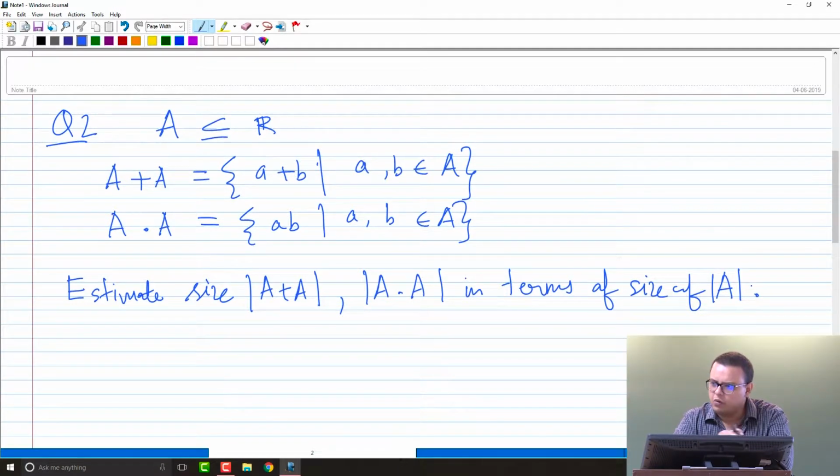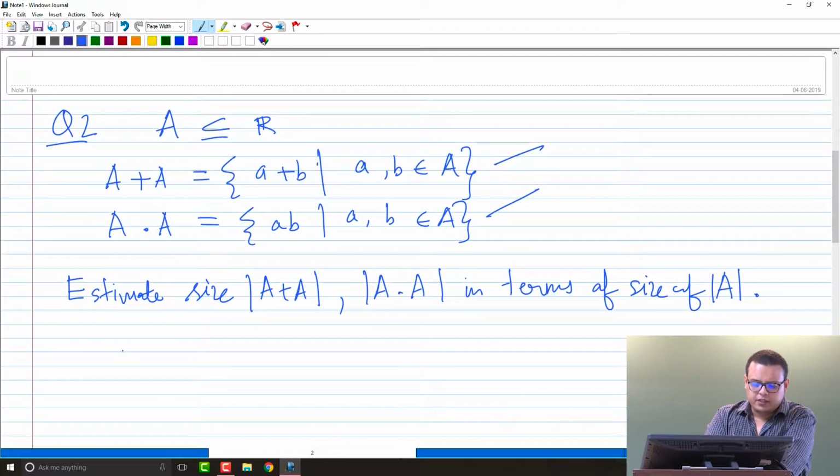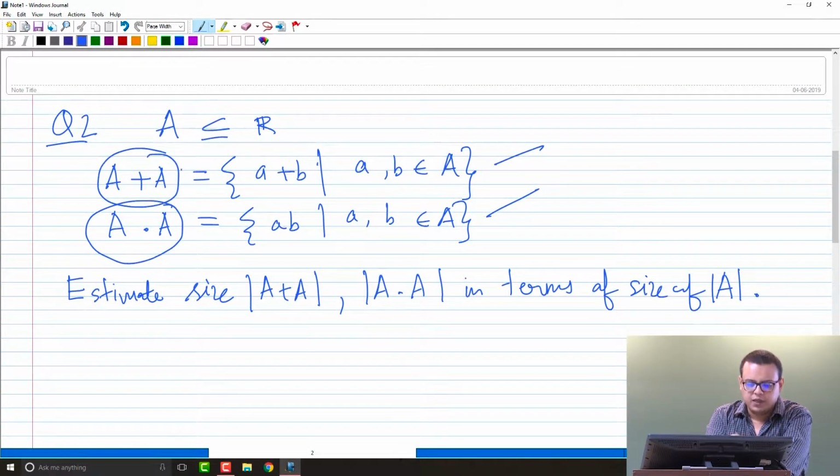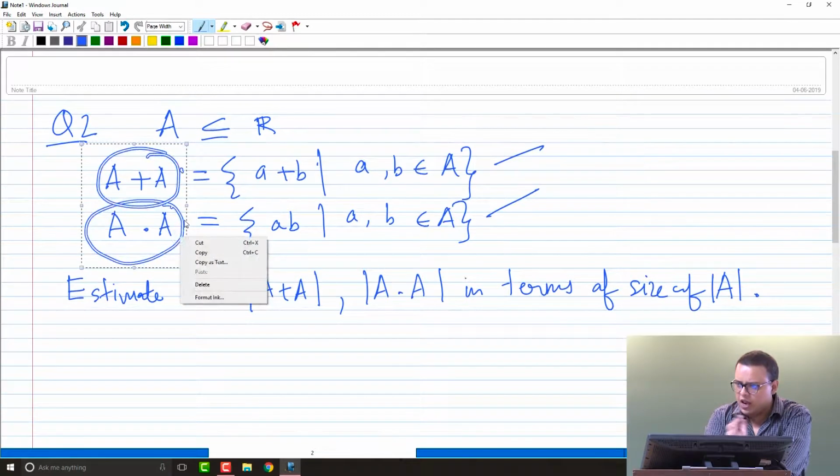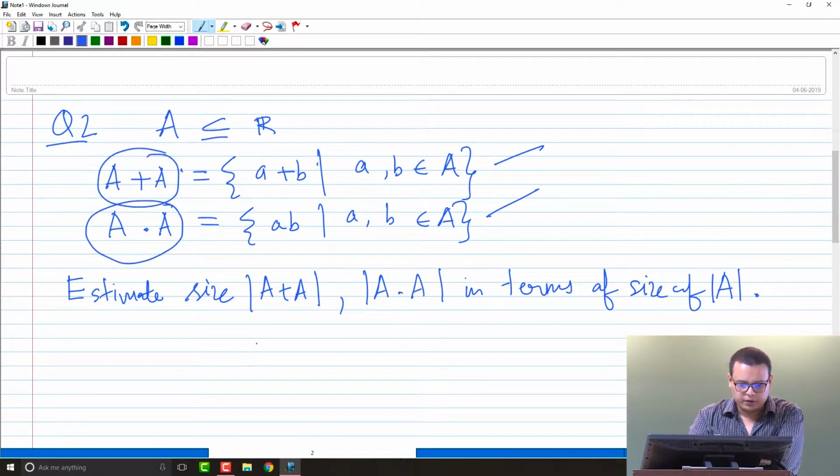This is a very fundamental question in additive number theory. These are what are called additive structures. These are multiplicative structures. You can prove some interesting bounds. You can show that if this size is small, then this size will be at least of some size. You can have different relations between them.